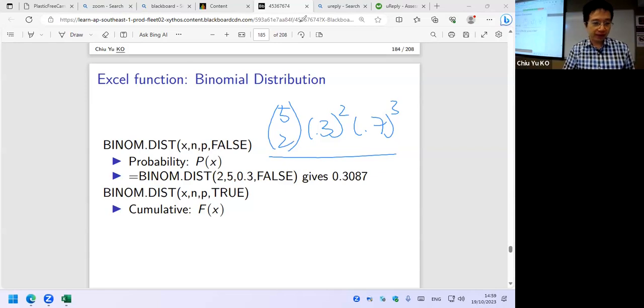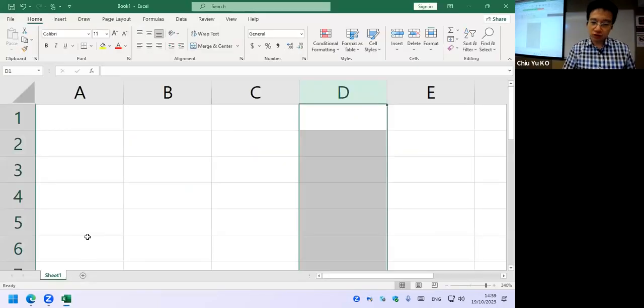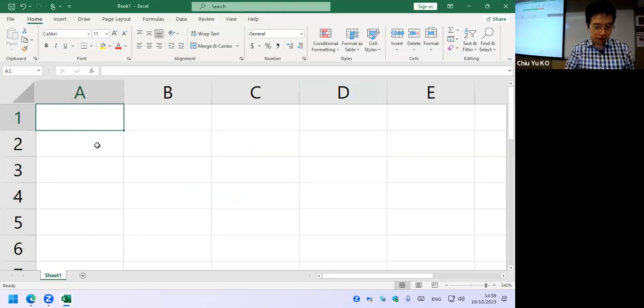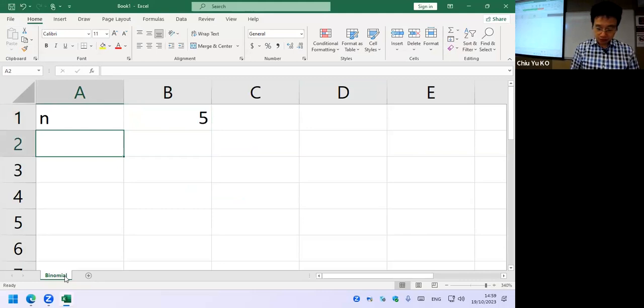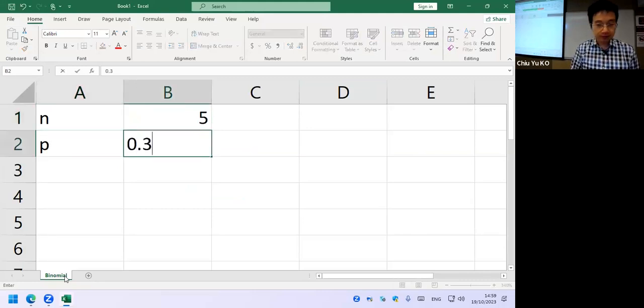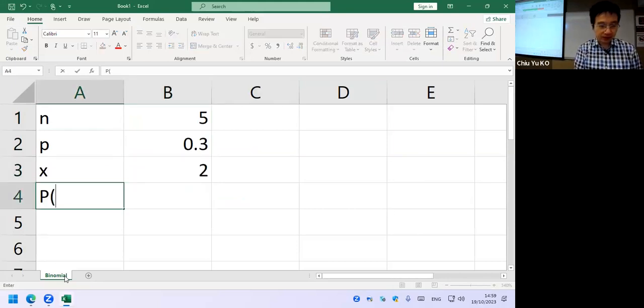I guess it shouldn't be hard. With the Excel part, even though I don't talk too much. Okay, it's binomial. As I said, I'll upload this Excel by the end of class. N is 5, and P is 0.3, and X is 2. And I want to have P of X and F of X.